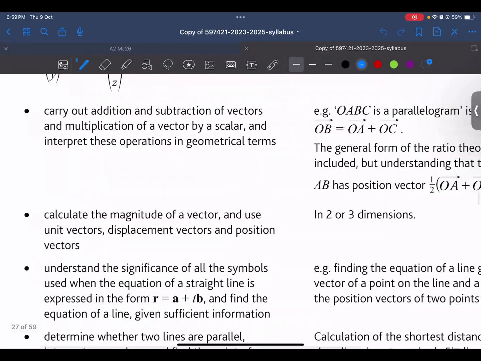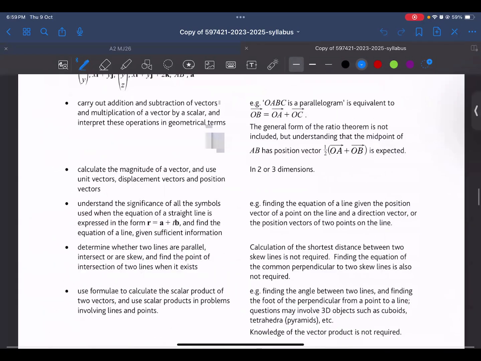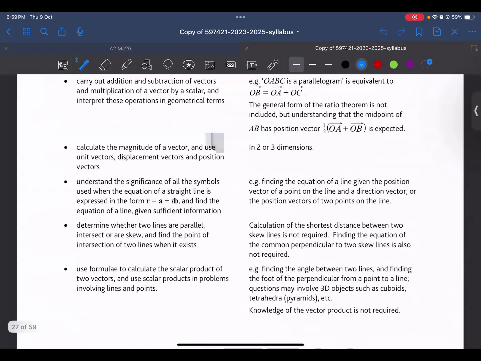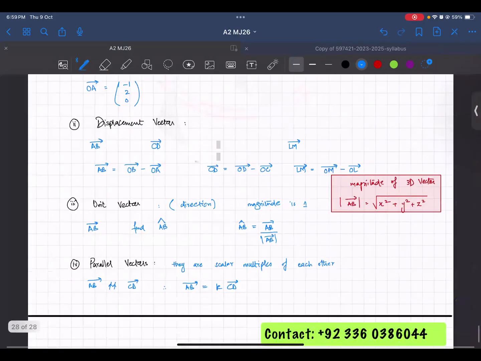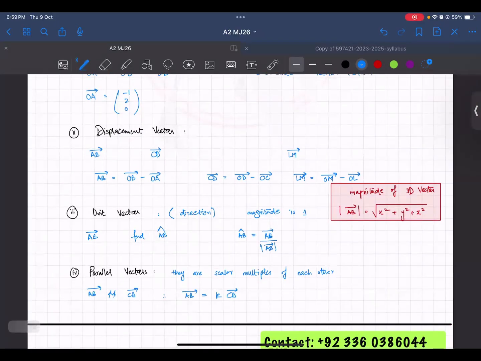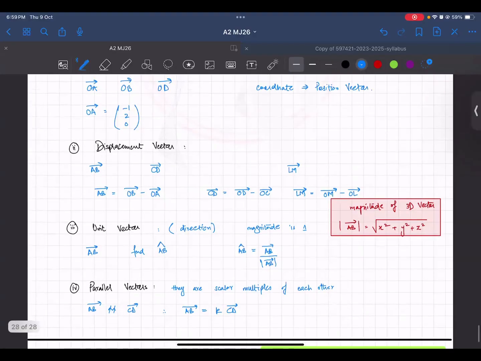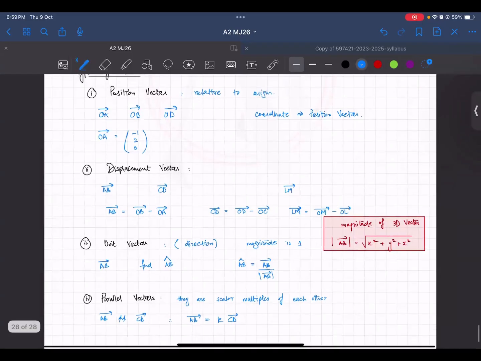Calculate the magnitude of a vector. Use unit vectors, displacement vectors, position vectors. You've done this. Understand the significance of all symbols used in the equation of a straight line. Now the next thing we would move on to doing is a simple 2-3 examples, adding, subtracting, or anything, and then we'll move on to the equation of a 3D straight line.